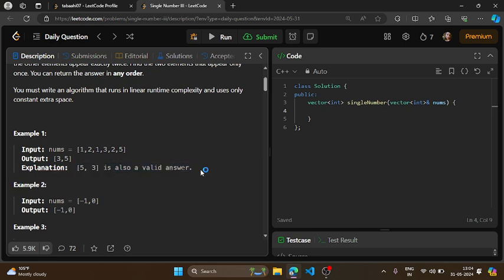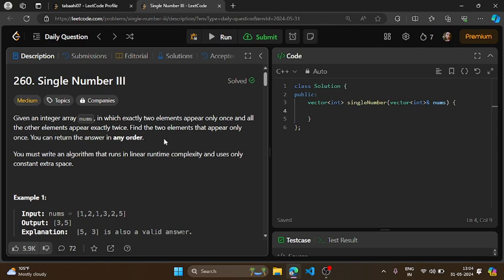Okay, so let's start with the approach. Now just think, if it was given in the question that we have to find only one element which appears once and all the remaining elements appear twice, then the question would have been very easy and we could simply use the XOR operation, where if we take the XOR of the entire array, then the numbers which appear twice will become 0, right?